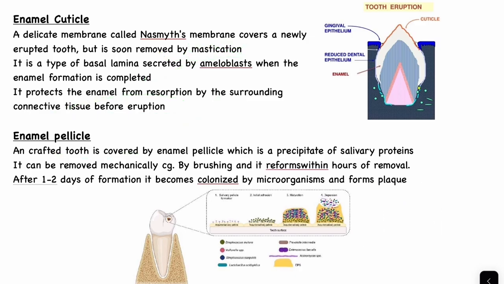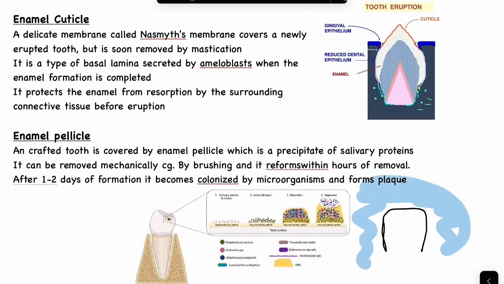What is enamel pellicle? It is a similar kind of thing. It's present on an erupted tooth. I have this tooth, and surrounding this tooth is saliva. So what will saliva do? It will precipitate some proteins over here, and these proteins are generally removed by brushing.